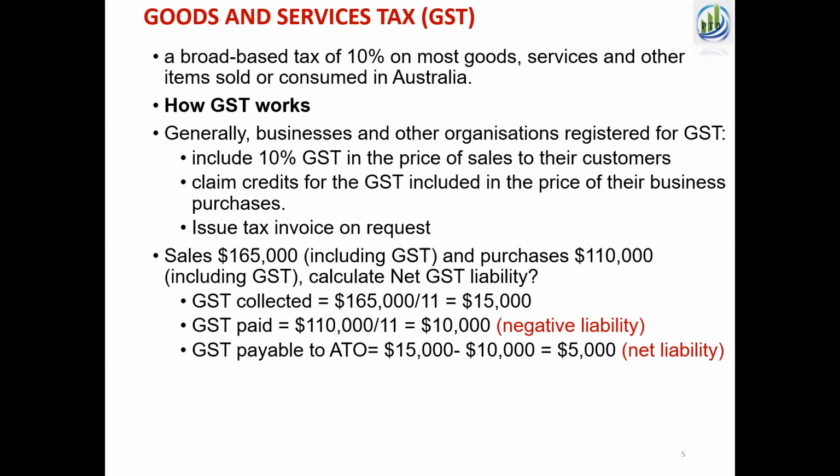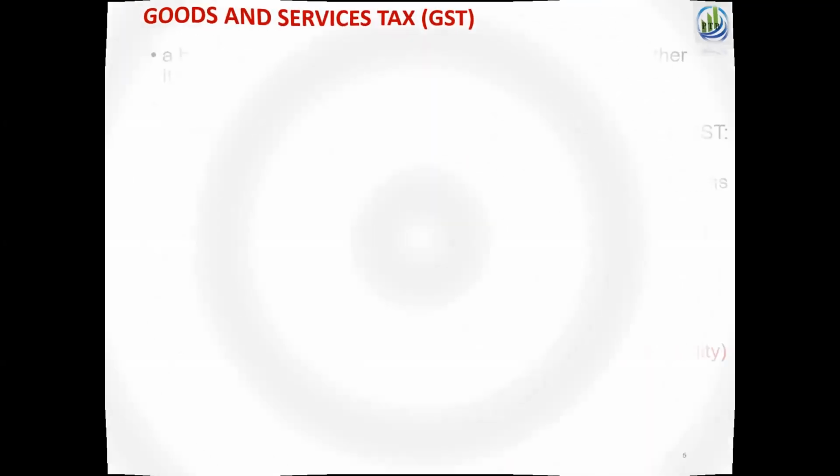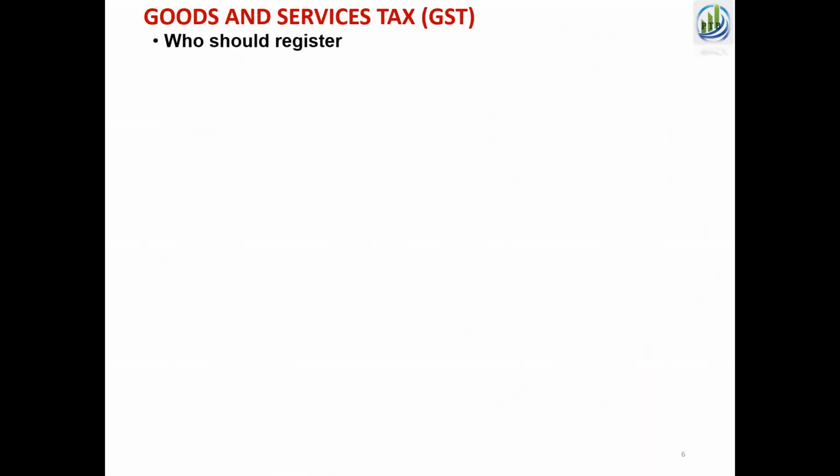That's called the goods and services tax system. How does that GST system work in Australia? You should register for GST if your GST turnover exceeds $75,000 for normal businesses.